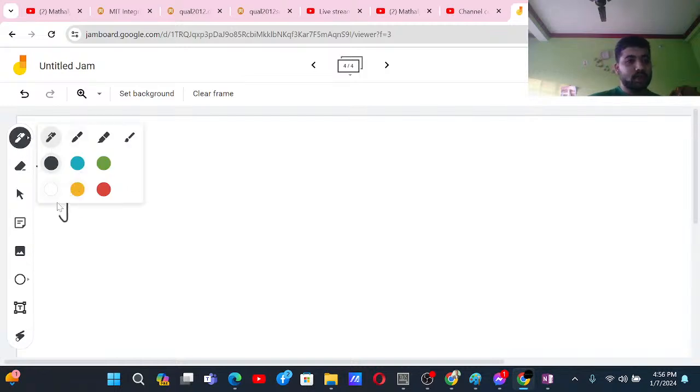Let me just make it thinner. Is there a way to make it thinner? Because this is too thick. I don't think there's a way to.